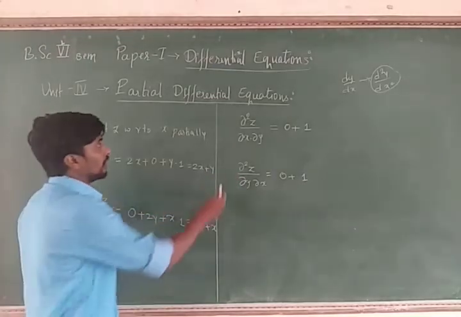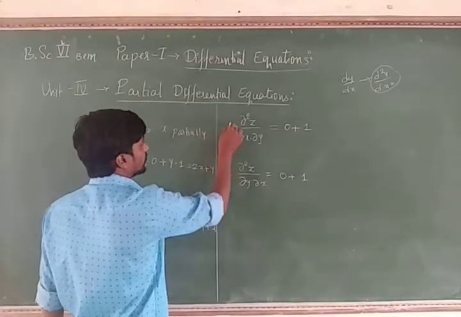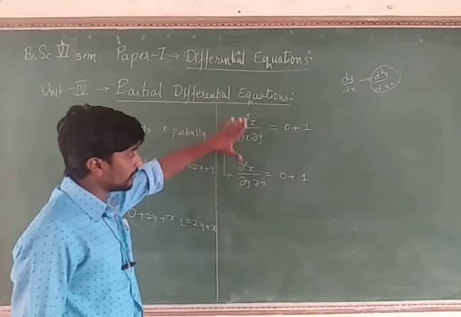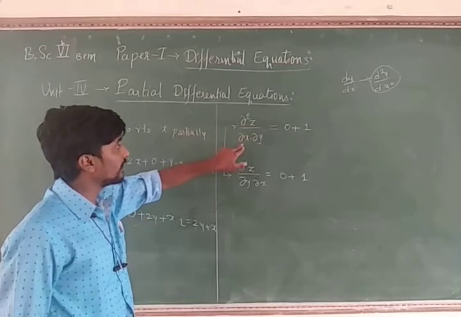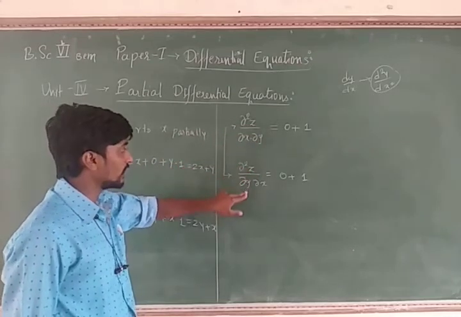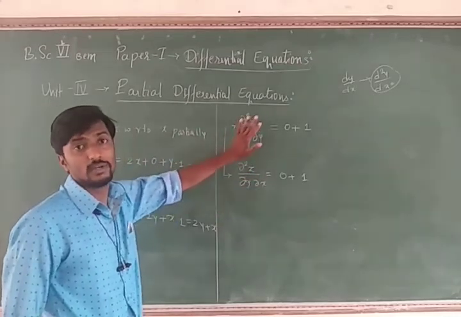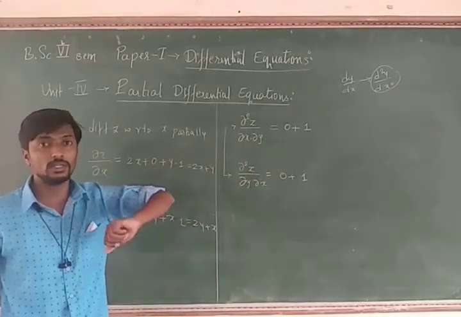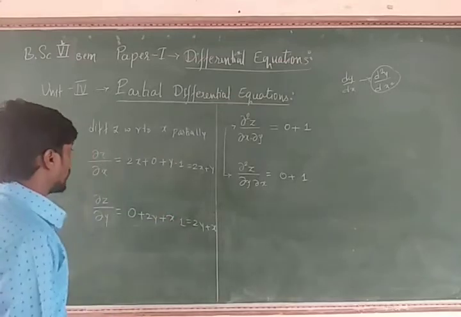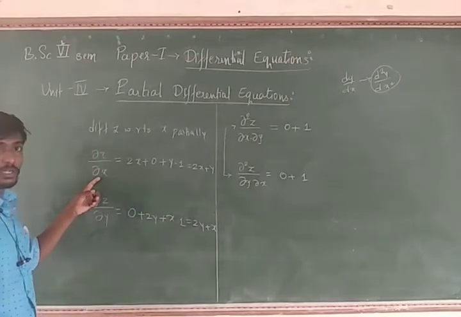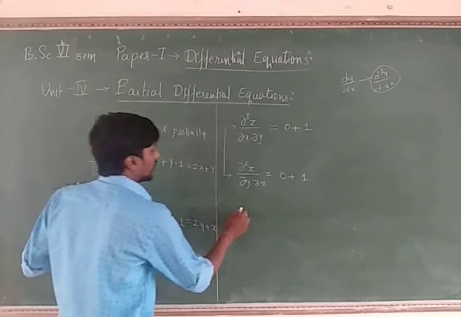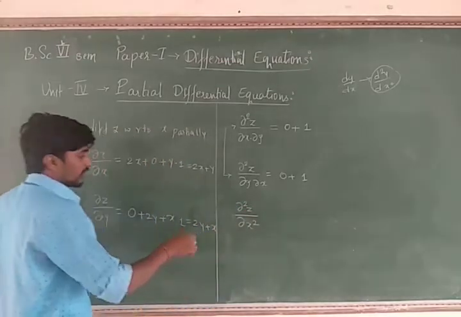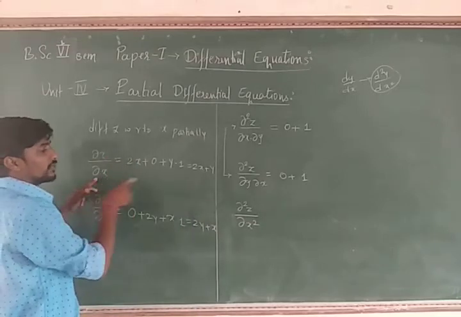So now look at here, these two both are equal. Remember this thing. What is that? ∂²z/∂x∂y, otherwise ∂²z/∂y∂x. Both the differential values are equal. So now, if I differentiate this thing with respect to x, then what is the derivative ∂²z/∂x²? Again we are differentiating this value with respect to x only.